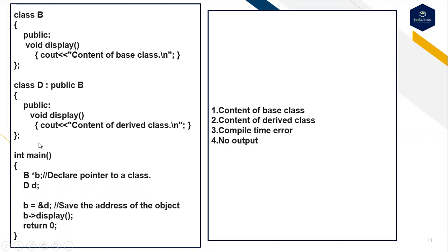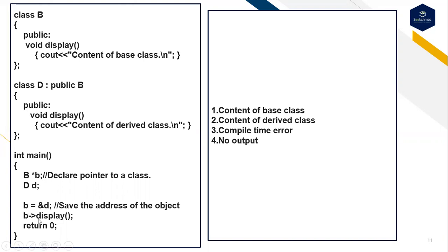Execution of the program begins from the main function. Here I have declared a pointer to the class called B, and here I have created an object for the class called D. And here this is the pointer. We are assigning the address of the object D to the pointer of the class B.